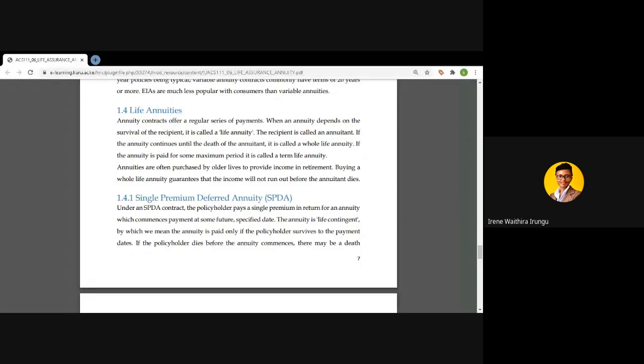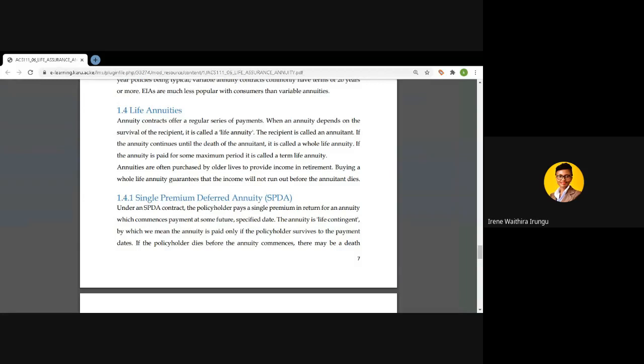Because you appreciate that by the time someone is retiring, it means they will no longer be able to work because they are too old and probably do not have the energy, or are not eligible for new employment. So they can purchase a whole life annuity so that it provides them with regular income during their retirement age until they die. Buying a whole life annuity guarantees that this pensioner, let's assume Justin in this case, will not run out of money before the annuitant dies.